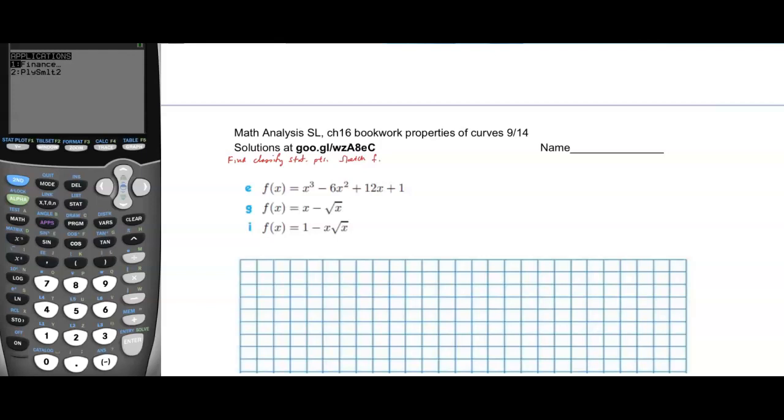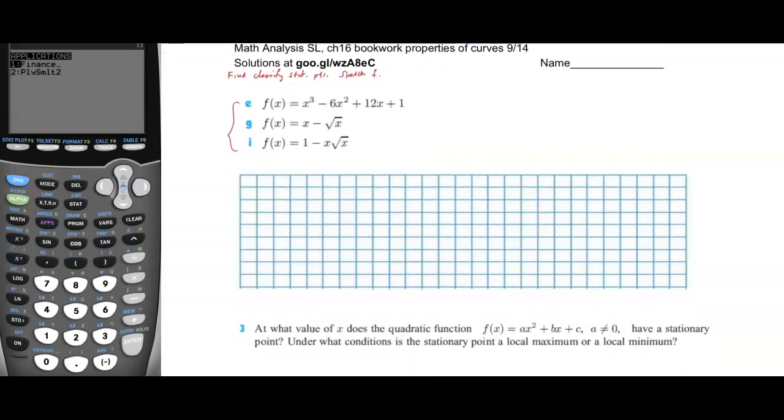Page 9 of properties of curves. We're going to continue on with the exercise we were doing on page 8. We're just going to take these three functions. We're going to find and classify their stationary points, and we're going to sketch each function.